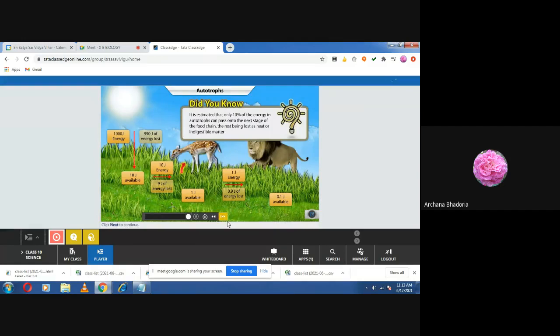So I hope you all have understood what the three types of the mode of nutrition are. So quickly I want the answer from your side: name the three types of nutrition. Say it quickly. Who will answer? Autotrophic, heterotrophic, mixotrophic. Autotrophic, heterotrophic, and what is the third one?